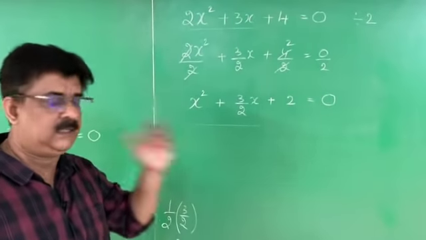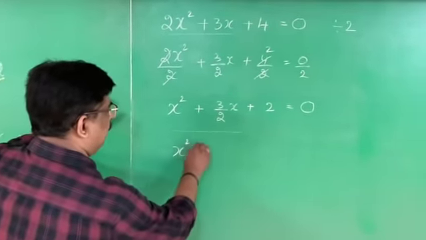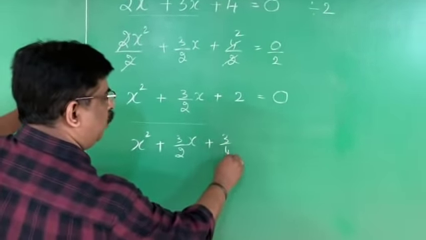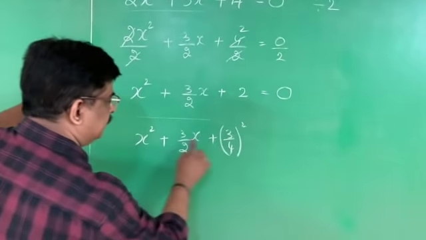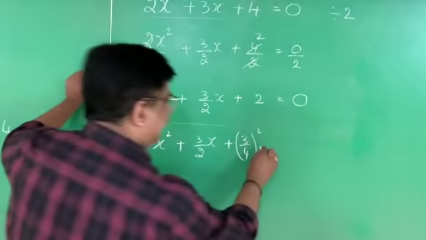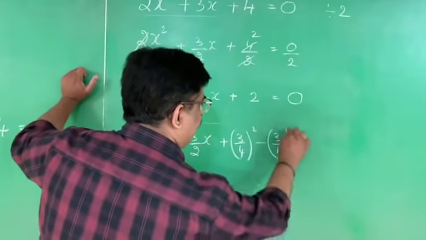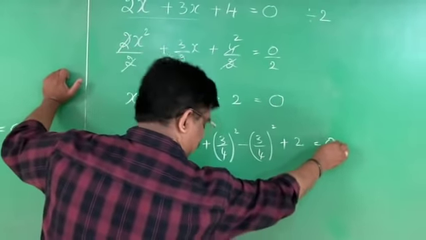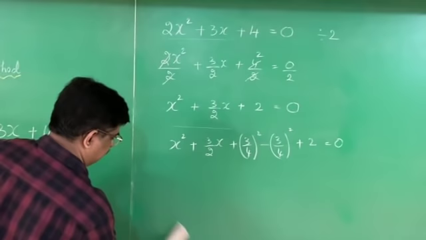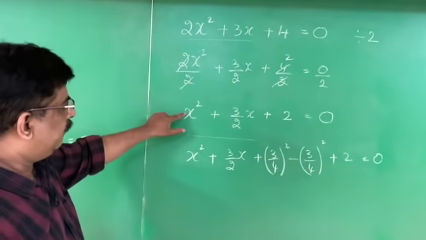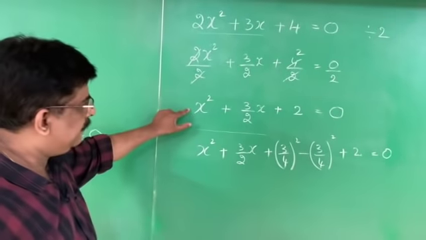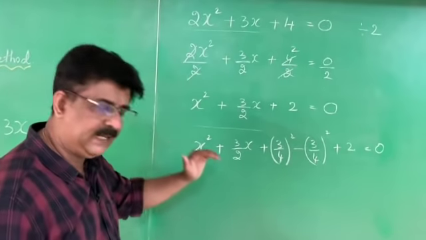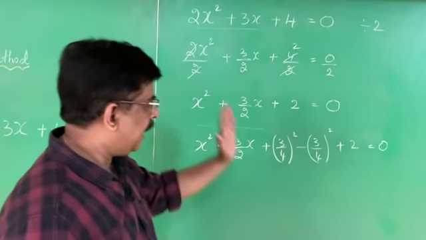Therefore, the next step is x square plus 3 by 2x plus 3 by 4 whole square, 3 by 4 is half of this number, minus 3 by 4 whole square plus 2, this number is equal to 0. See, try to understand. Very simple it is. Don't get confused. If the coefficient of x square is 1, identify the coefficient of x, that is 3 by 2, take half of that number, square that number, add once and subtract once.